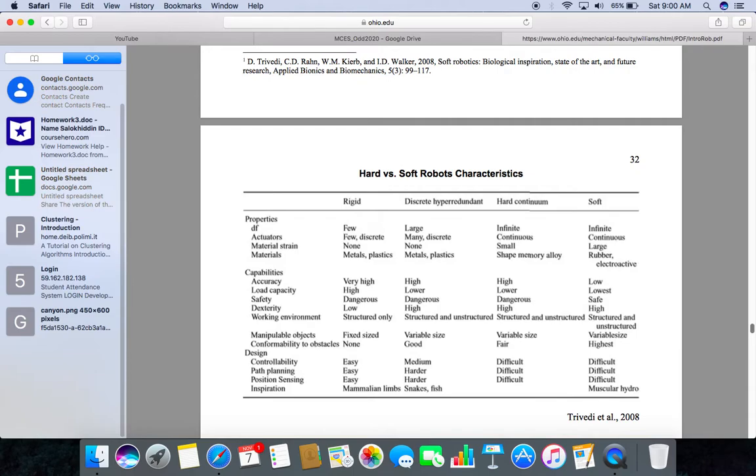And this table shows how they can be used. For design purposes, for rigid, it is easy to design. The second one is medium to design. The third one is difficult to design. And the fourth one is also very difficult to design. Now, from the point of view of path planning, rigid is very easy for path planning. The second one is harder. The third one is difficult. The fourth one is also difficult.